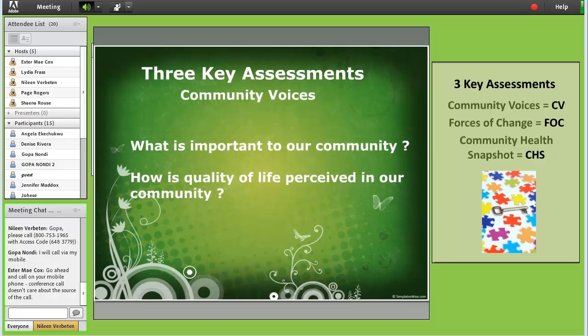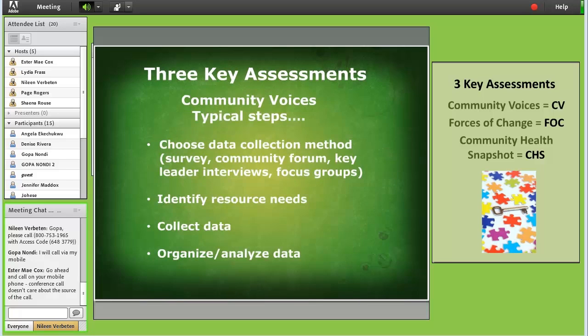In terms of steps, they're a little bit more general here because this assessment really is more qualitative. So, with input from your community, you will determine the most effective approaches to gather information from a cross-section of the community, and you could do surveys, you could do forums, you could do key leader interviews, as well as focus groups, and there are tools available on how to do all of these in the toolkit as well.